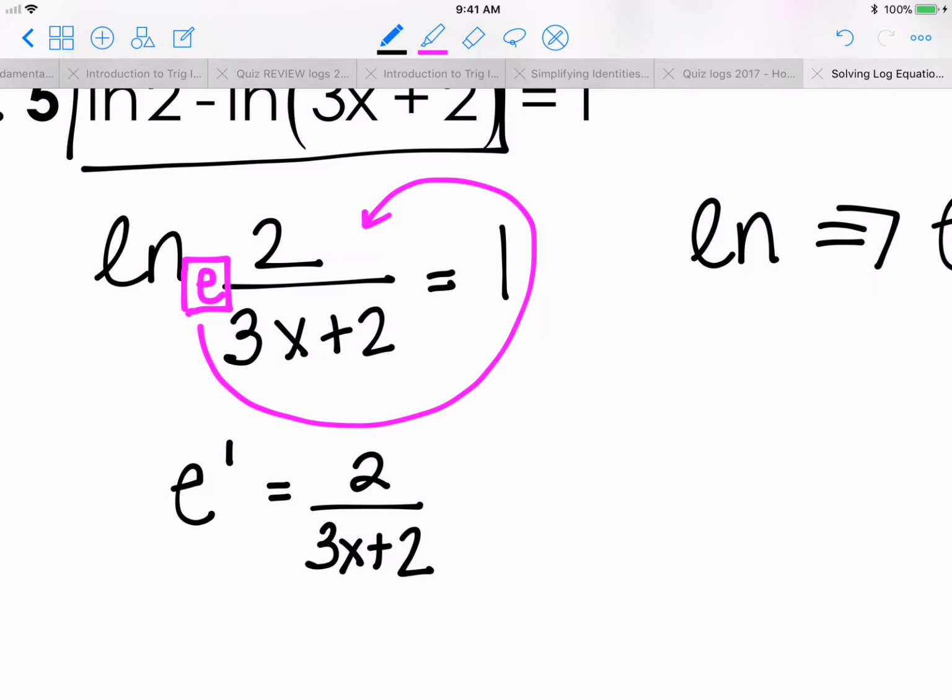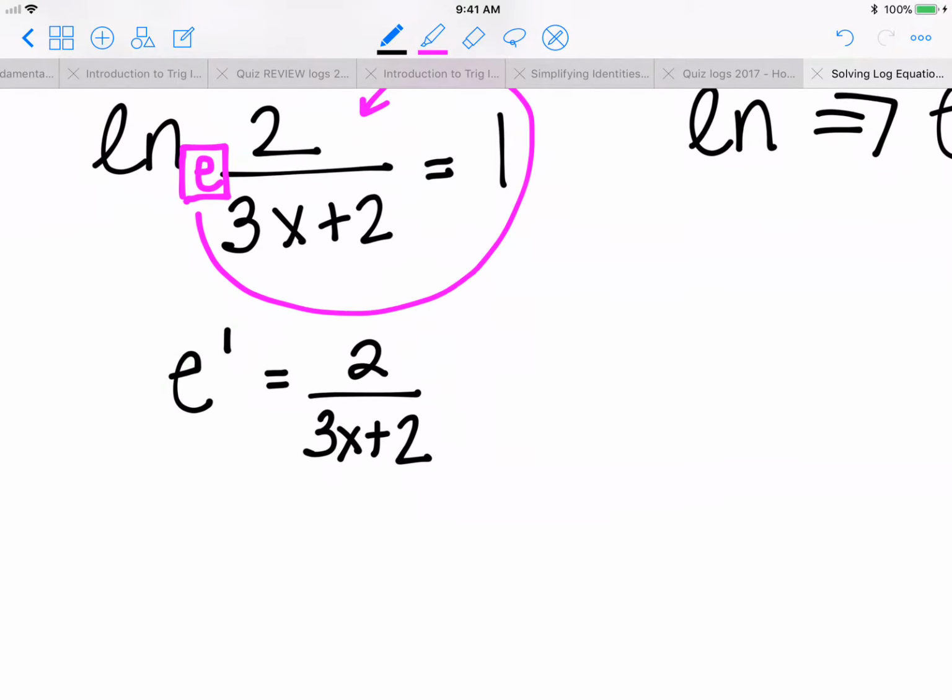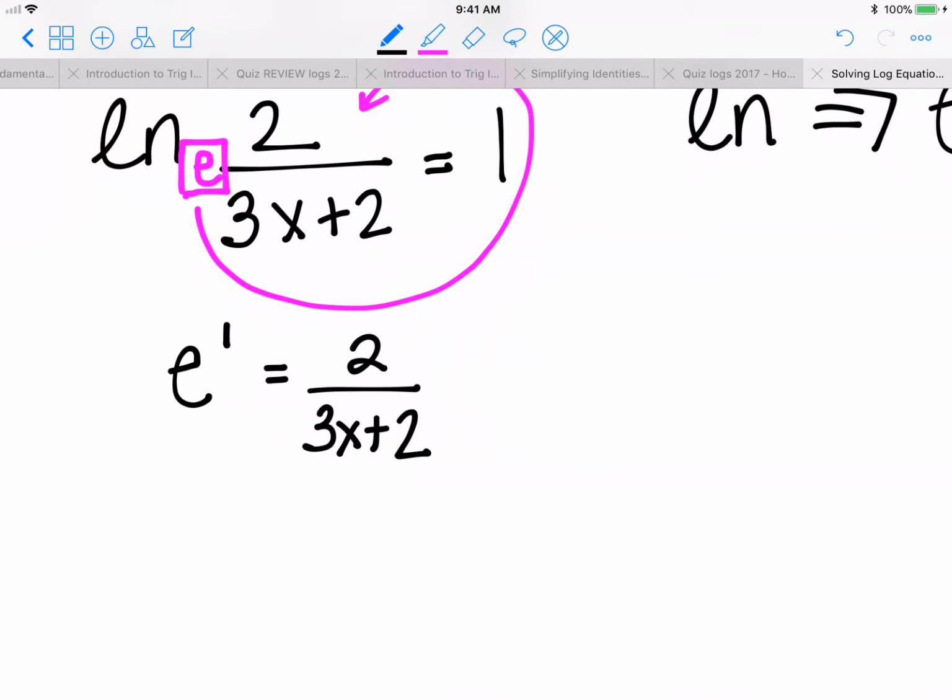So at this point, e to the first, anything to the power of 1 is itself. So we can just write this as e, is equal to 2 over 3x plus 2. So we're trying to solve for x. So we're trying to isolate that x now.